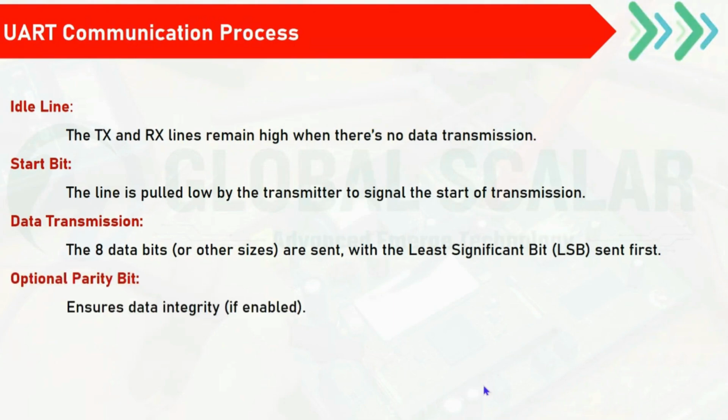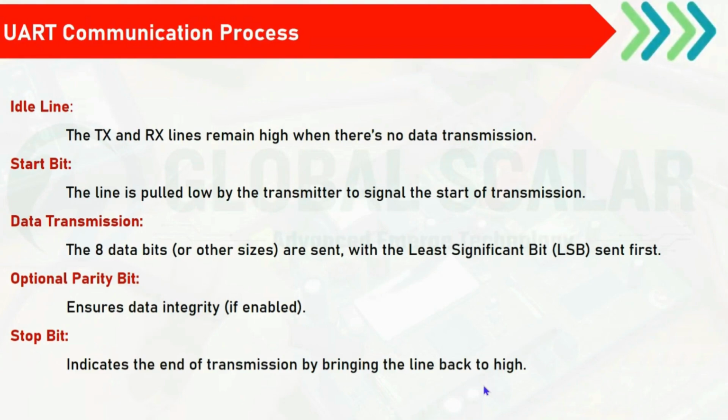The parity bit ensures that any error that happened during the data transmission will be identified with the help of the parity bit. And stop indicates the end of the transmission by bringing the line from the low level to the high level.